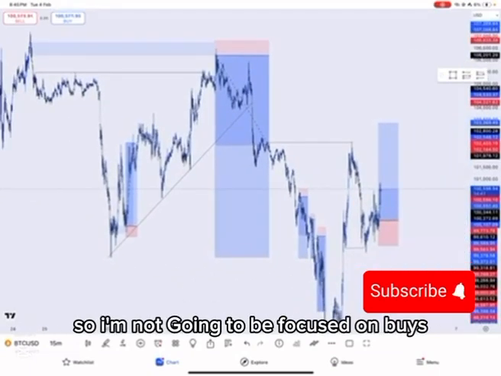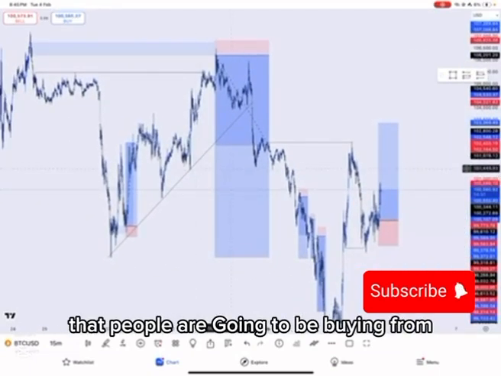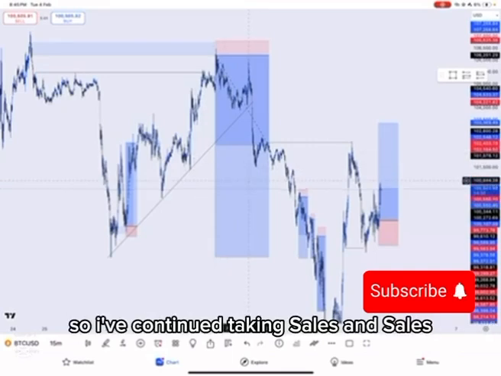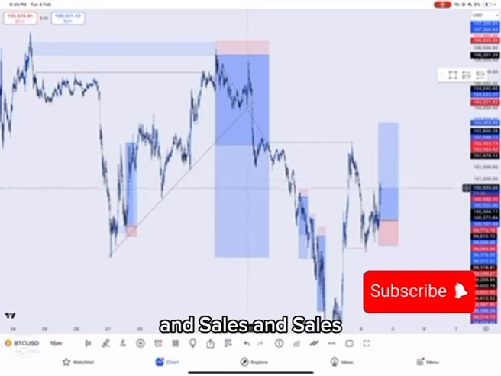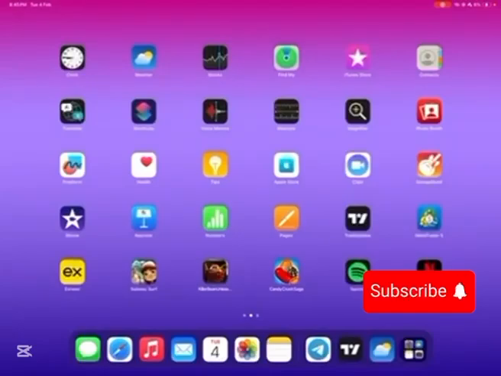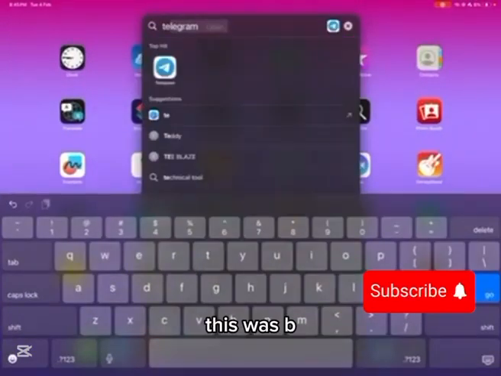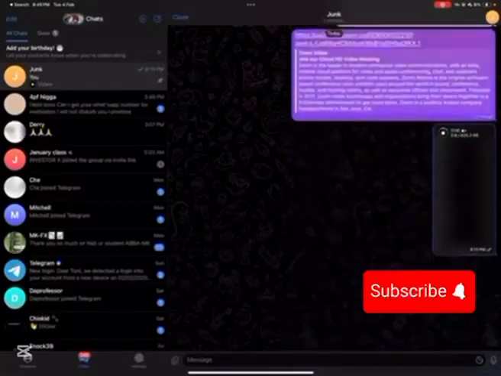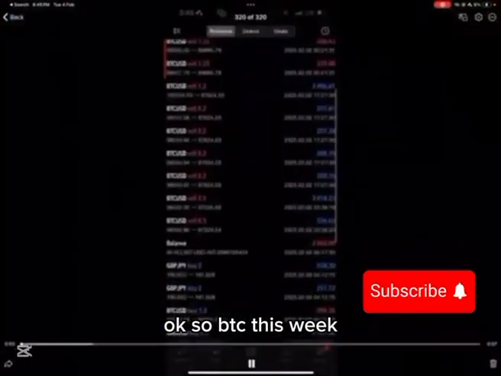So I'm not going to be focused on buys. These other blocks here that people are going to be buying from, I'm not focused on them, because the buys will just be temporal. So I continued taking sales and sales until price cleared that trend line liquidity, and then I was satisfied. This was BTC this week.